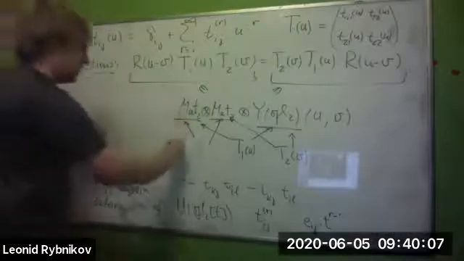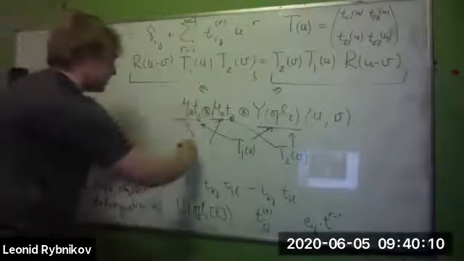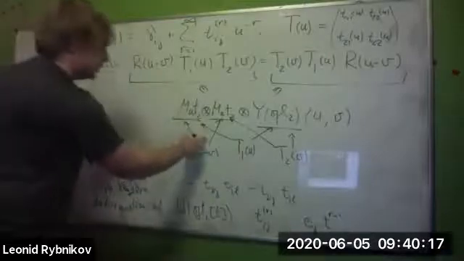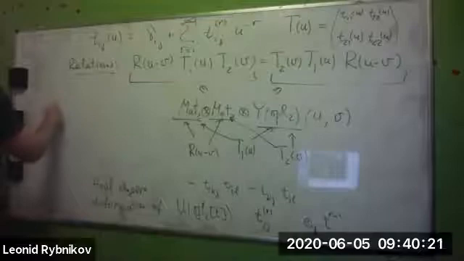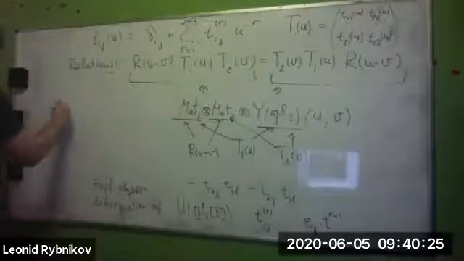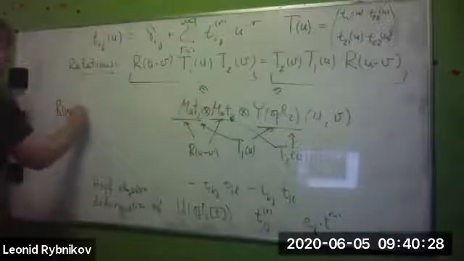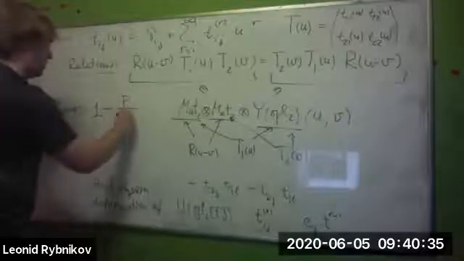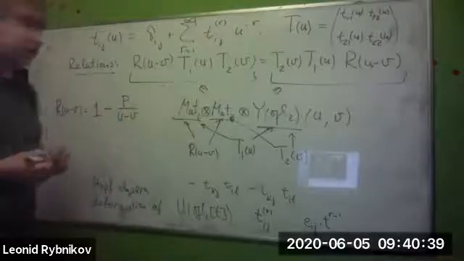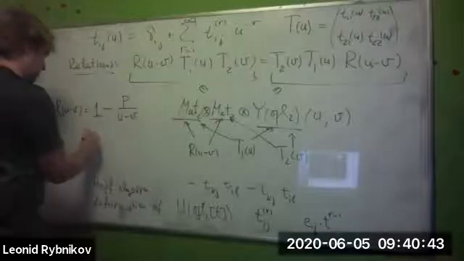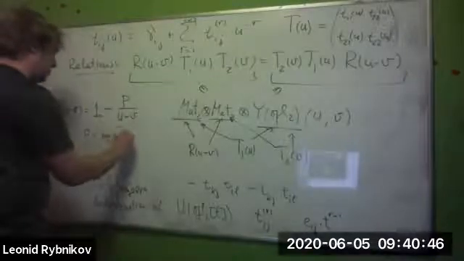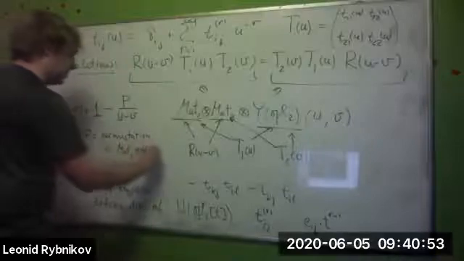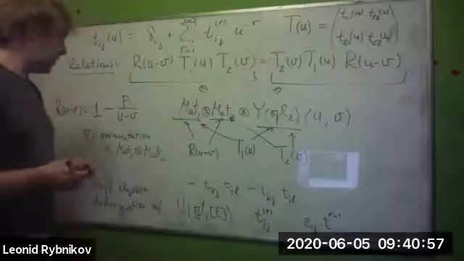And the matrix R is just an element of matrices tensor matrices. R(u minus v) is given by the formula 1 minus the permutation matrix over u minus v, where P is the permutation operator in matrices tensor matrices.